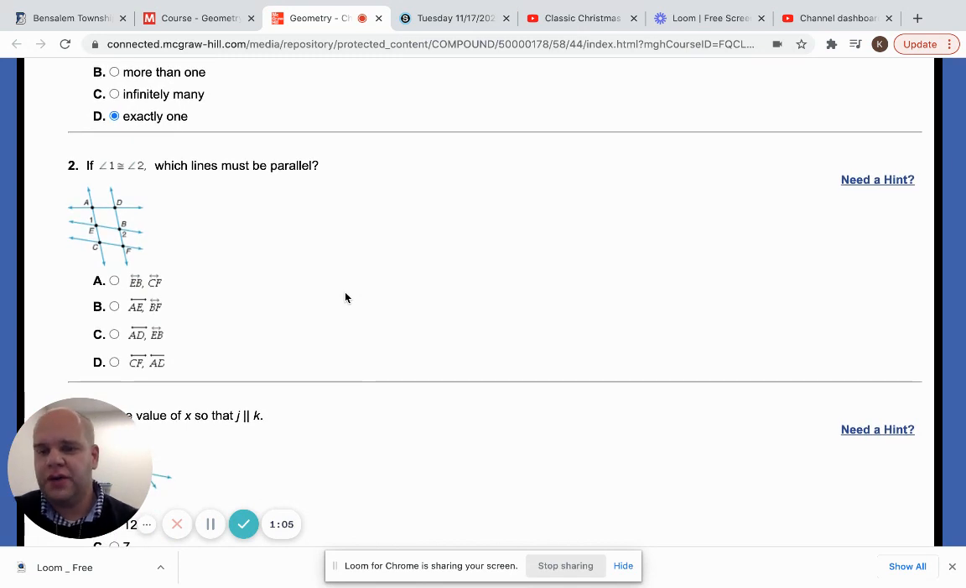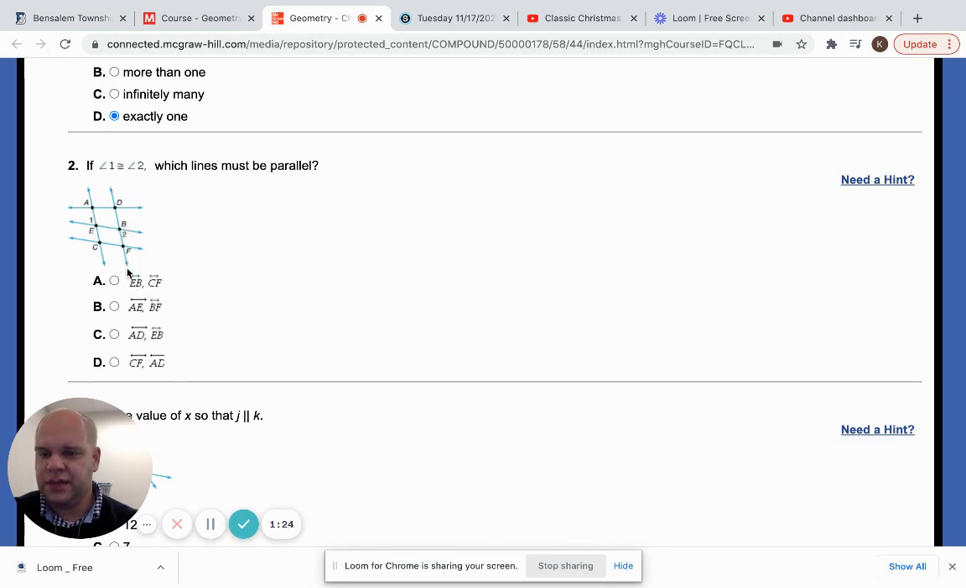So if angle 1 is congruent to angle 2, which lines must be parallel? So angle 1 and angle 2 appear to be parallel via alternate exterior angles. So looks like this would have to be the transversal. So that means this line AE, all right, would have to be parallel with line DF, okay?